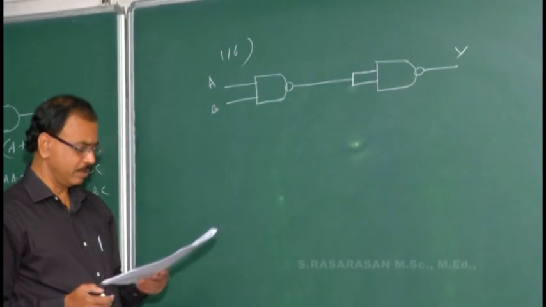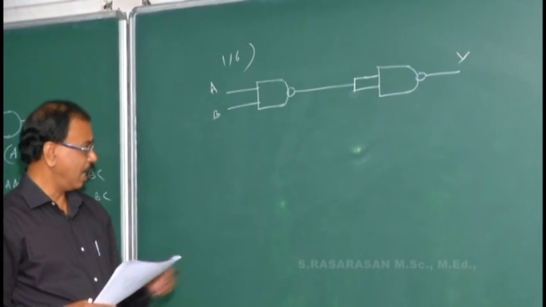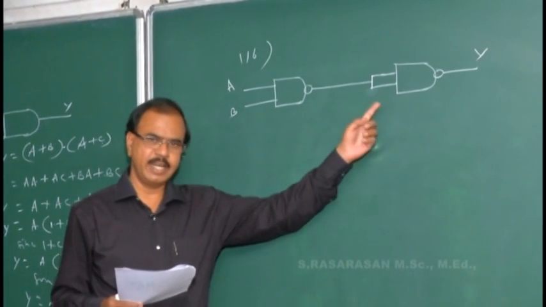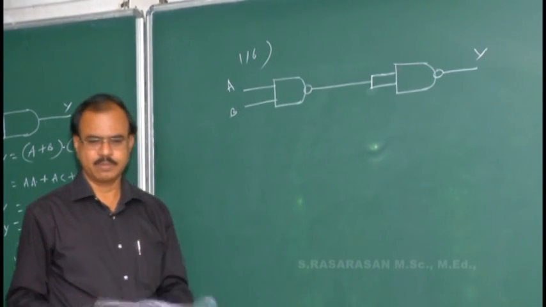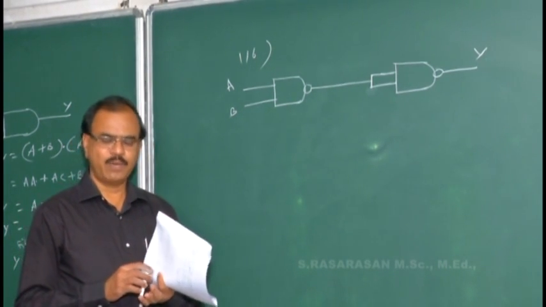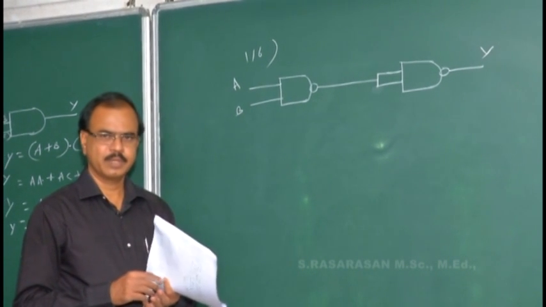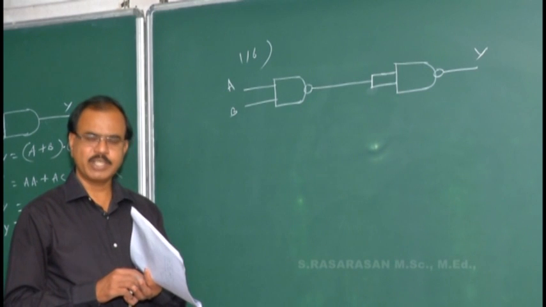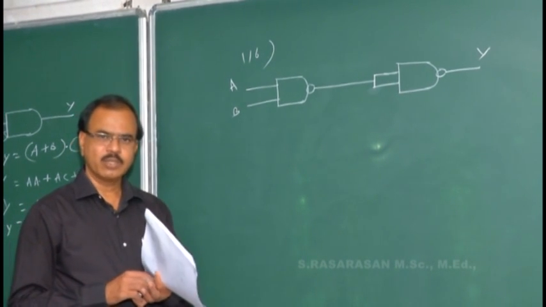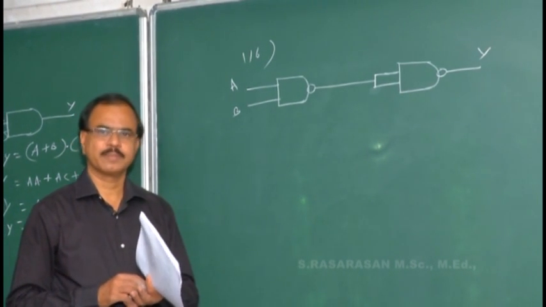This is one arrangement having NAND gates. Two NAND gates are connected. What is a NAND gate? AND followed by NOT. AND gate followed by NOT. AND operation you know, A and B. What is NOT? Complement. So A and B, the whole complement.